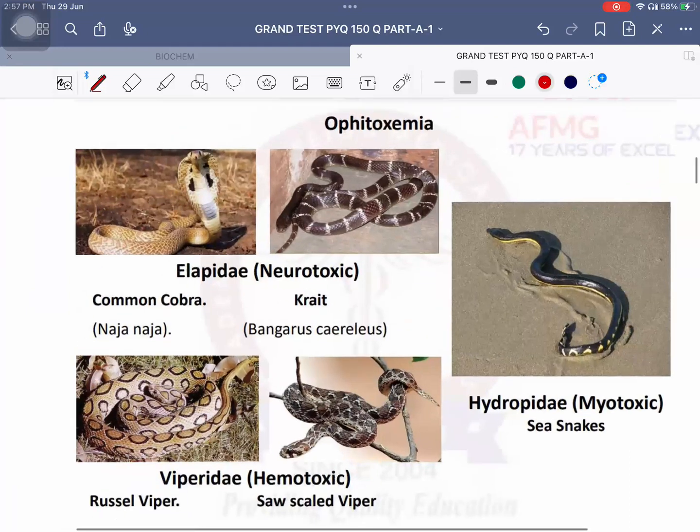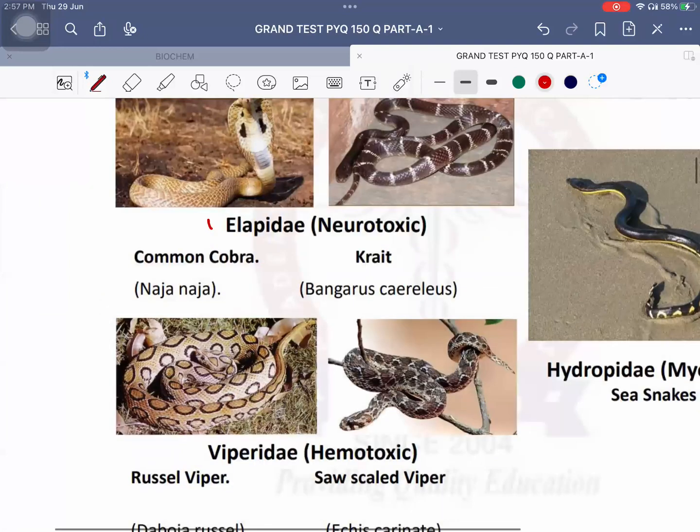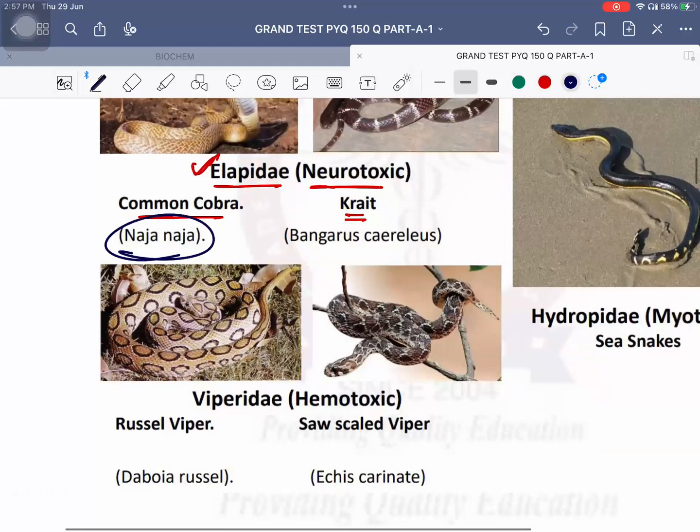So there are 3 families of snake. First is the Elapidae family usually. These are neurotoxic. 2 snakes in the Elapidae family: first is common cobra and second is krait usually. Common cobra is also known as Naja and krait is known as Bungarus caeruleus. This question has been asked once, that is why I am telling you.